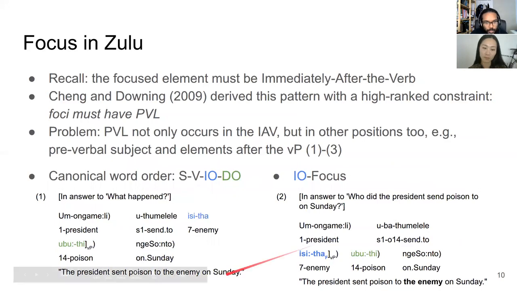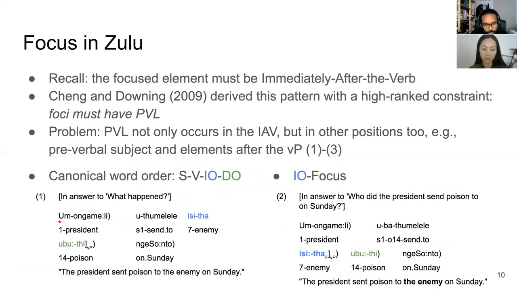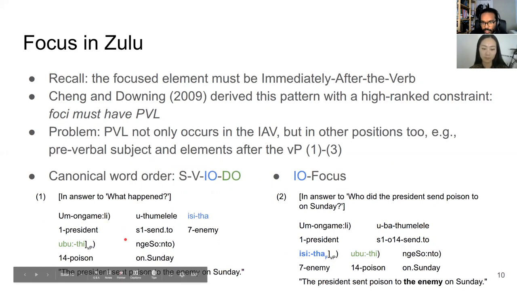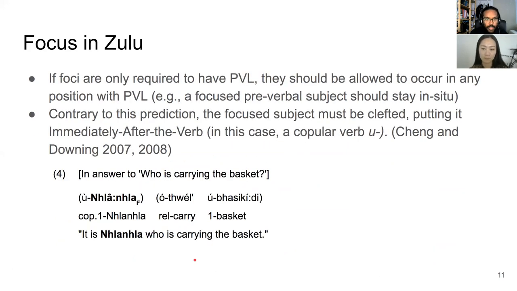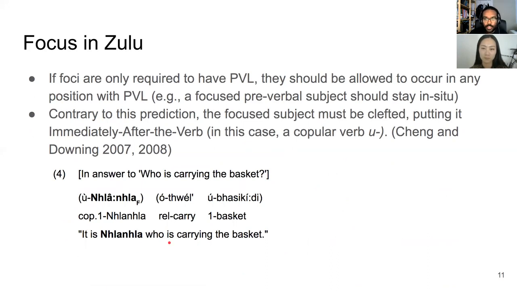So, for instance, in the preverbal subject position, we get penultimate vowel lengthening. So in 1 and 2, for instance, we can see that we get penultimate vowel lengthening on the subject president, Umongameli. And also in elements that occur after VP. So again, in 1 and 2, we see that we get penultimate vowel lengthening on Ngiasonto, on Sunday. So if foci are only required to have PVL, then they should be allowed to occur in any position with PVL. So for instance, a focused preverbal subject should be able to stay in C2. However, contrary to this prediction, focused subjects need to be clefted, which puts them in immediately after the verb position.